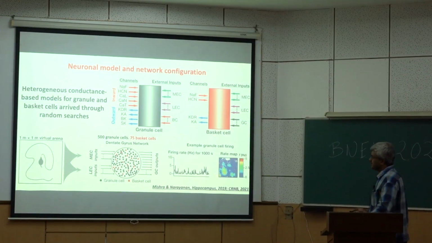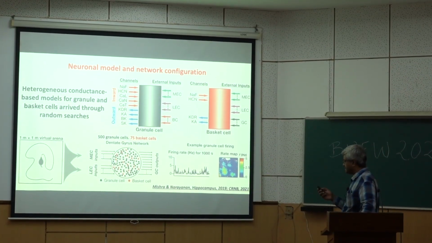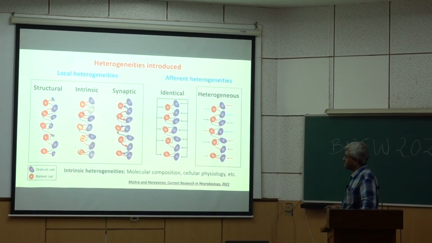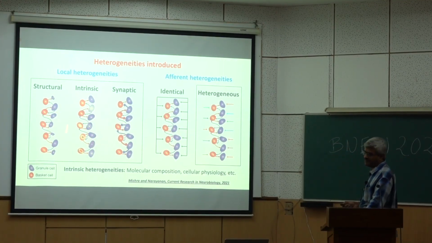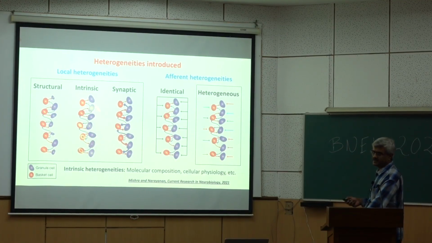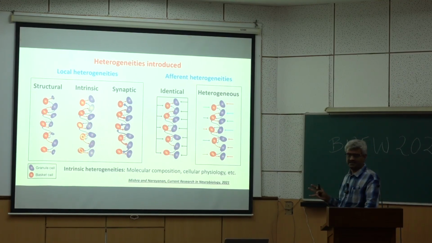In this network, which is made of 500 granule cells and 75 basket cells, we are now going to look at the impact of different heterogeneities. First start with local heterogeneities and then move on to afferent heterogeneity. The function that we are going to be looking at is what is referred to as decorrelation.